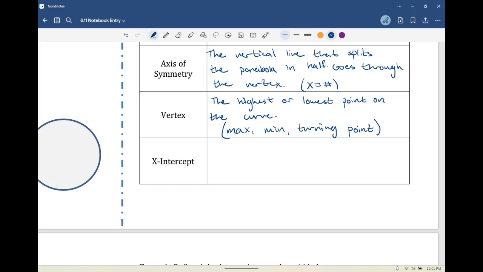And now the x-intercept. Now, the x-intercept is a fairly familiar definition, but we're actually including one slightly new piece to this. This is where the curve crosses or touches the x-axis. The phrase that we're adding here is that it can touch but not cross.